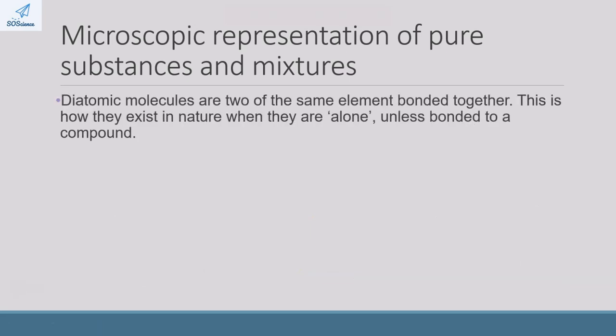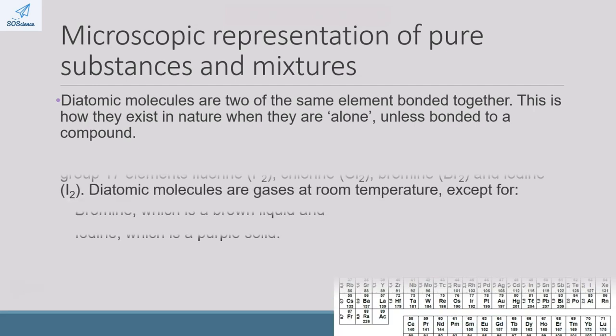Diatomic molecules are two of the same element bonded together. And this is how these molecules exist in nature when they're alone, unless they're bonded to something else, forming a compound or a different molecule. So let me explain what I mean by that.